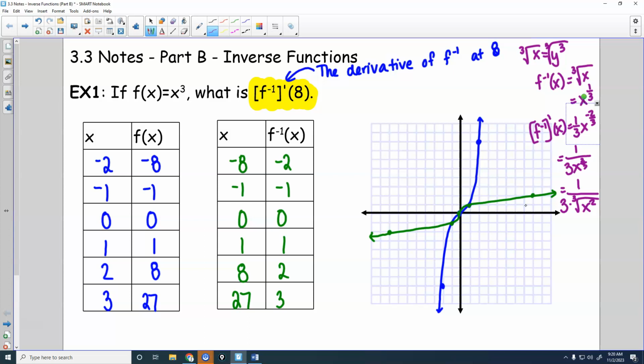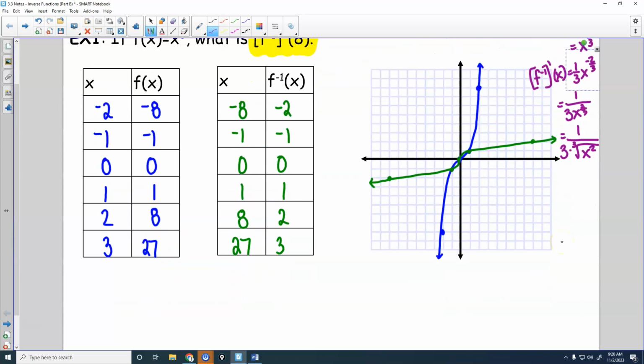Okay, so we are almost to the answer on this problem. What do I need to do at this point to find f inverse prime of 8? Just plug in 8, right? So f inverse prime of 8 would be 1/3 times the cube root of 8 squared.